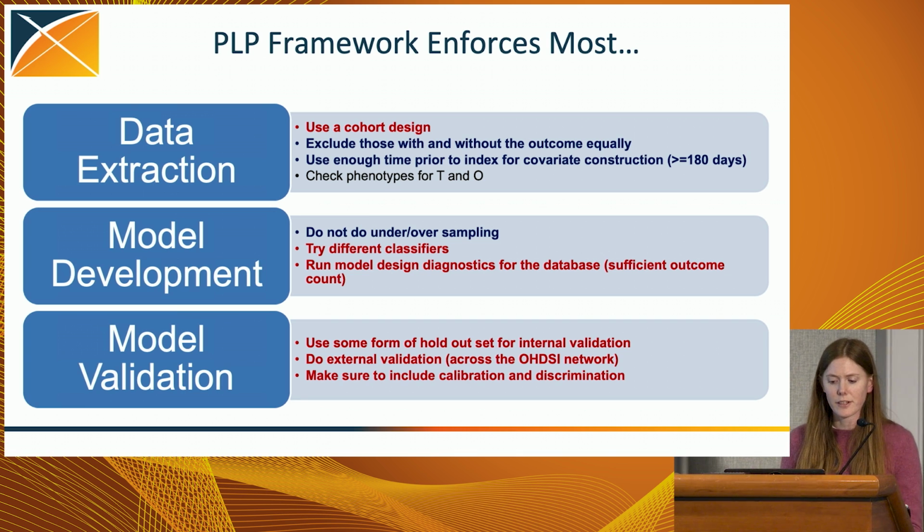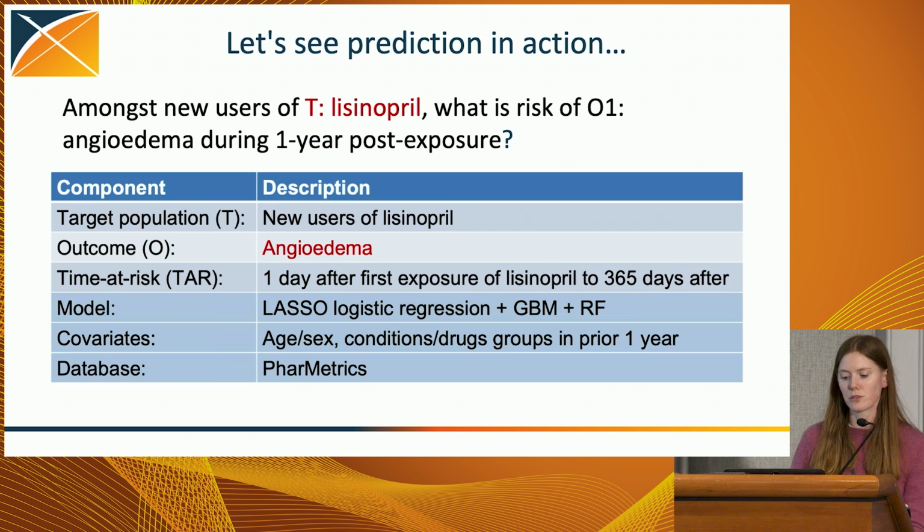So in the components that we have, the task, we are looking at the new users of lisinopril. So that's our target cohort, looking at angioedema as our outcome, and the time at risk is 1 day to 365 days after the lisinopril. That got cut out of this table.